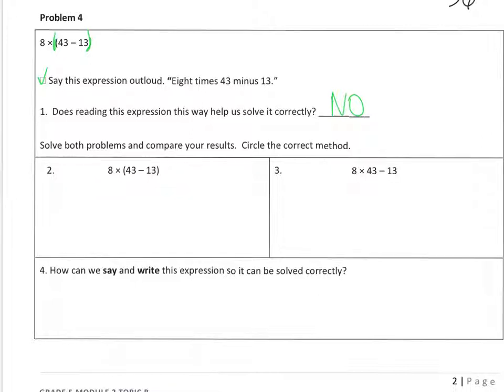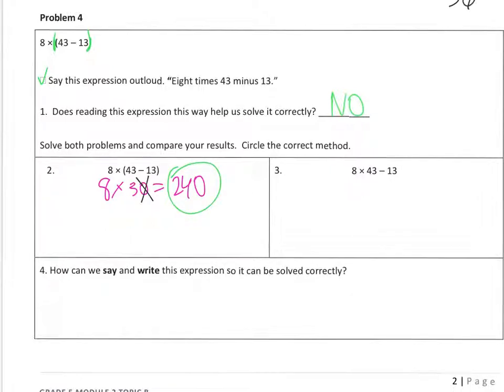So first here, we've got parentheses, so we know to do 43 minus 13 first. So 43 minus 13 is 30, so our problem is really 8 times 30. And let's see, you know how I feel about zeros. So I know 8 times 3 is 24, and I'm going to add my 0 back in. So there's my answer for it that way.